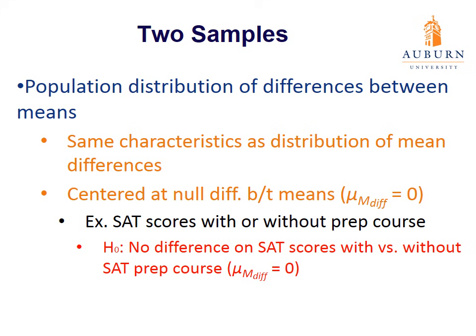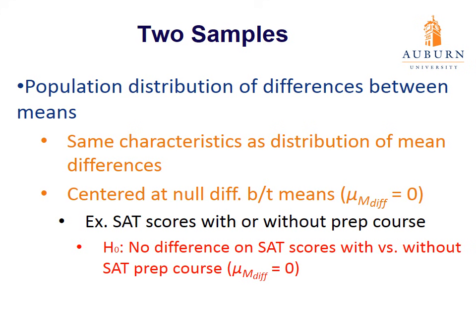So we've learned about the population distribution of scores, and that's when we're getting z-scores, or in other words, we're looking at individuals compared to a population. We've talked about the population distribution of means, and that's for a single sample z-test or a single sample t-test, and that's when we're looking at a sample compared to an overall population. Then we learned about the population distribution of mean differences, and that's for a paired sample t-test.